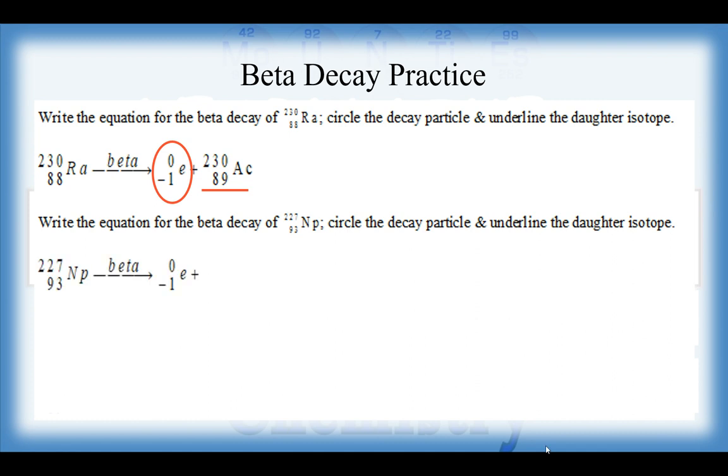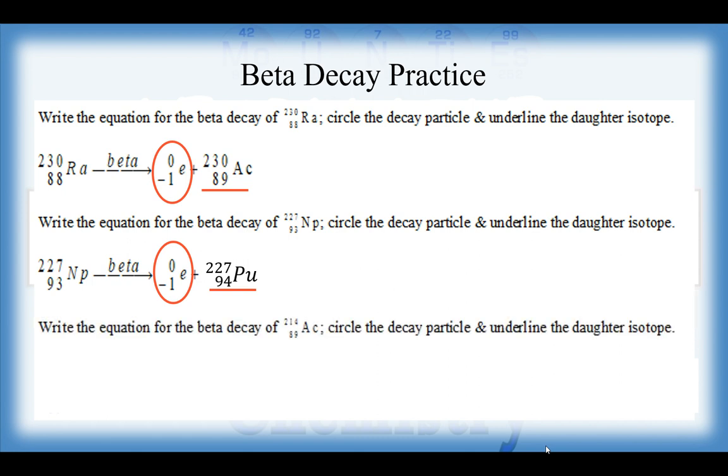So we see the parent isotope, neptunium-227, the reaction arrow with the decay type written above it, and then our beta particle. If we do the math, we know the mass number is going to stay the same at 227. The atomic number is going to go up 1 to 94. This is an atom of plutonium. So our daughter isotope would be plutonium-227.